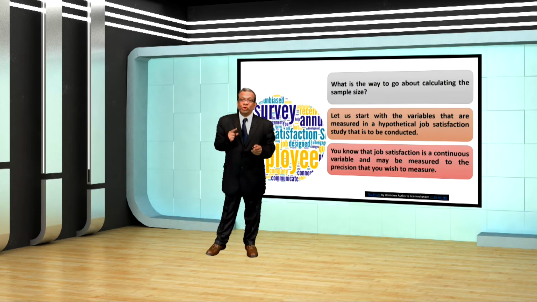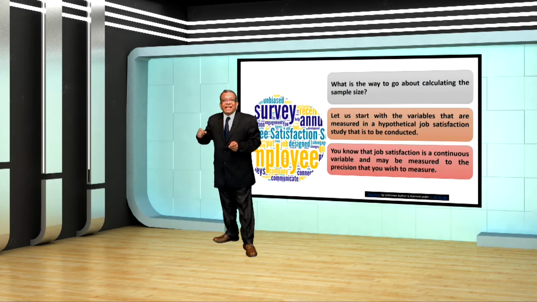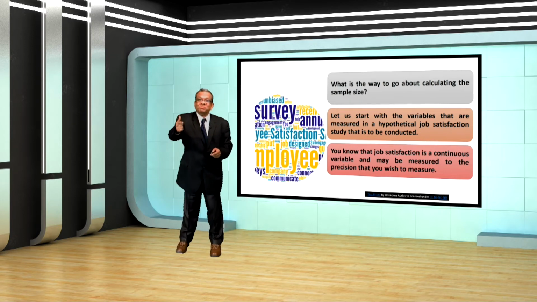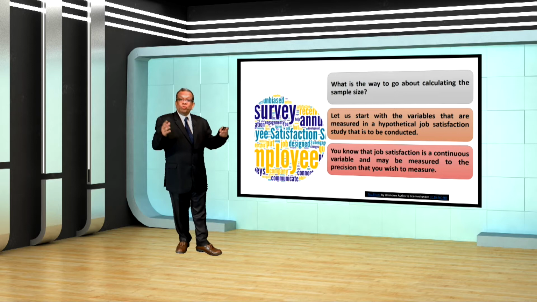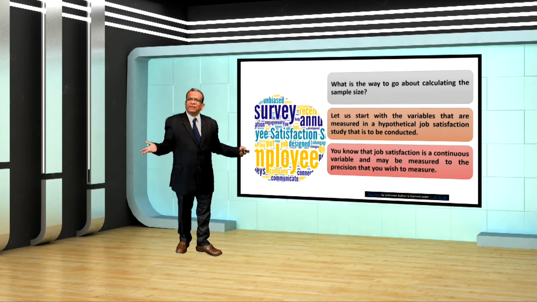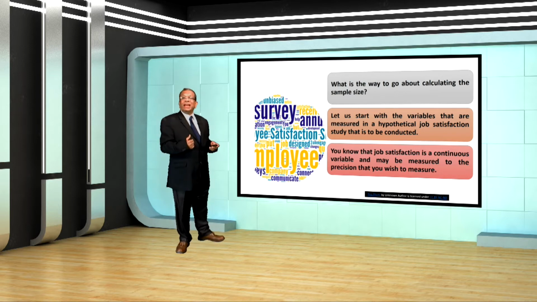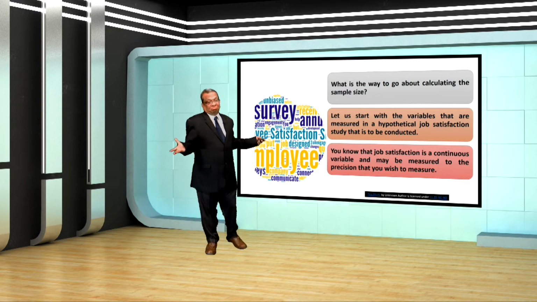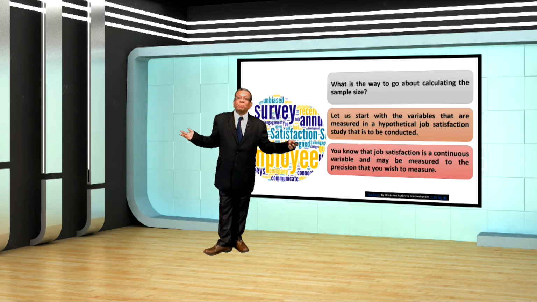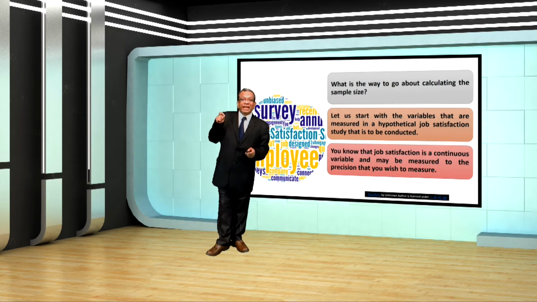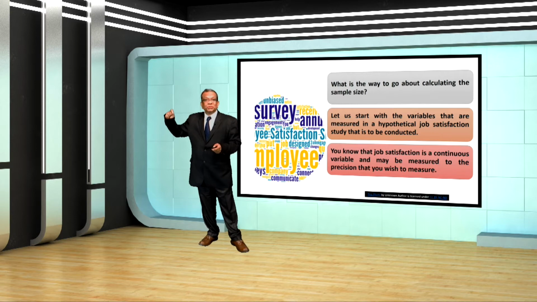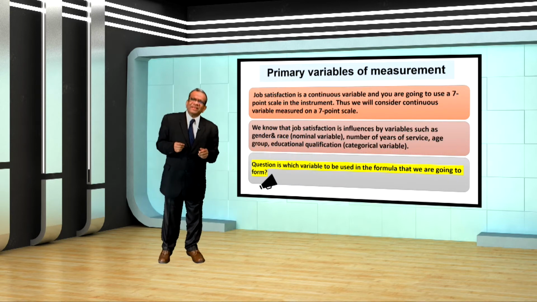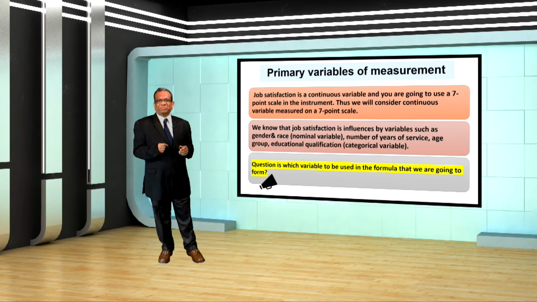You know very well that job satisfaction is a continuous variable that may be measured to the precision that you wish. For example, you may wish to measure it as something like 3.5 on a scale of 5. Therefore, approximately 70% of your employees have a high job satisfaction. Therefore, job satisfaction is a continuous variable. Let us discuss primary variables of measurement.